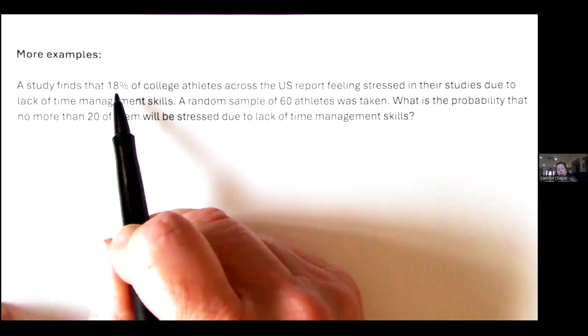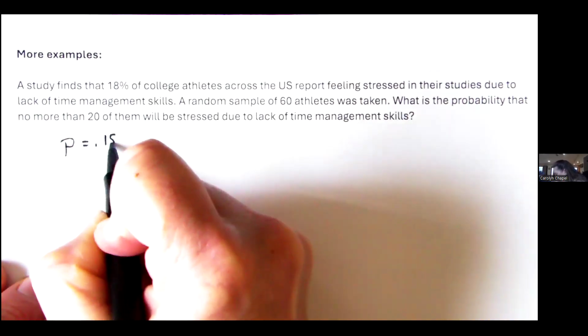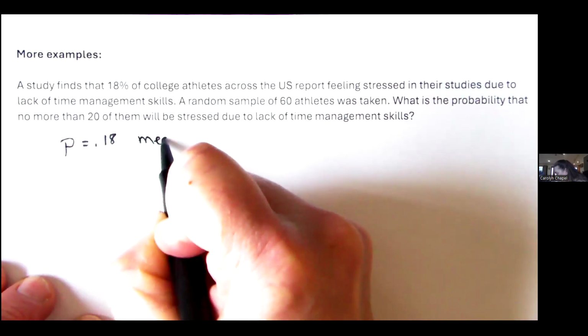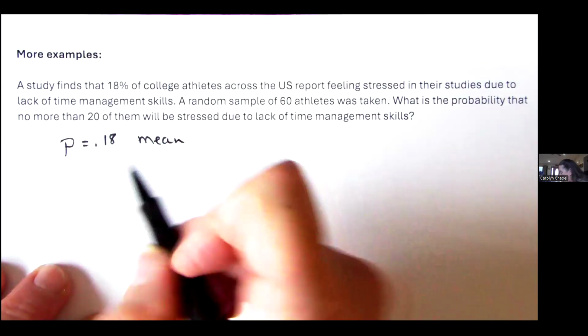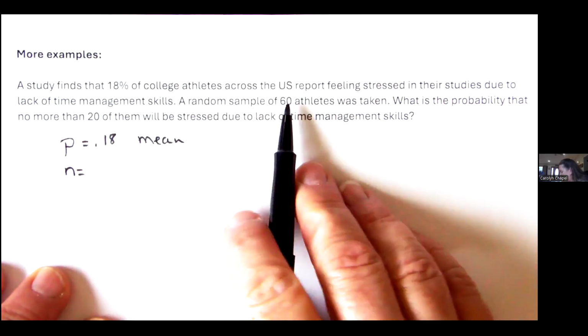Okay, this 18%, that's my p. That's my mean of the situation. My n, so I'll need that, is my sample size of 60.